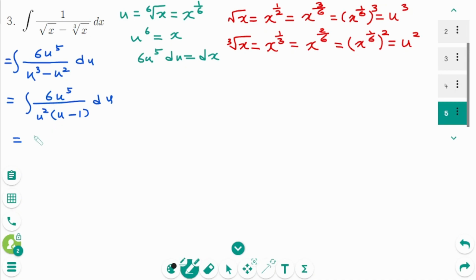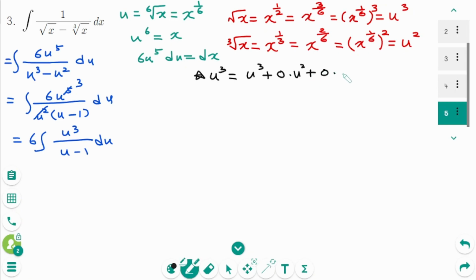equals 6. u squared is cancelled. Then u cubed over u minus 1 du. u cubed means u cubed plus 0 times u squared plus 0 times u plus 0. Use synthetic division. 1, 0, 0, 0. Then divide by u minus 1.